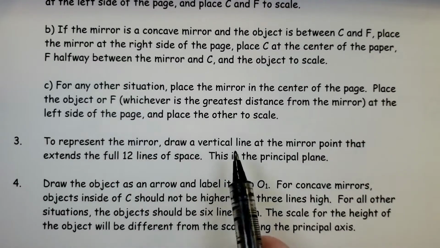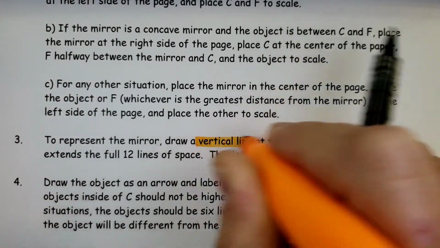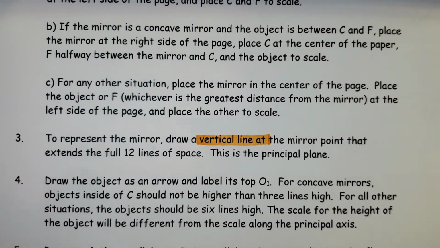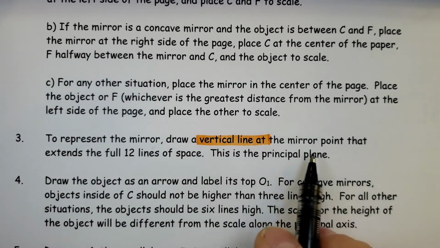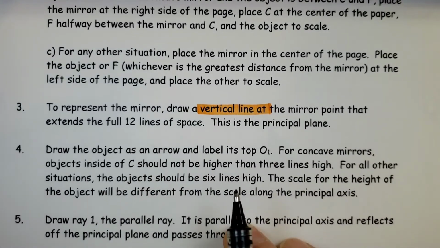To represent the mirror, just simply use a vertical line. Now, I know all the mirrors are curved in one way or another, but use a vertical line because the geometry will work out better if we in fact do that. That extends the full 12 lines of space. This is the principal plane.